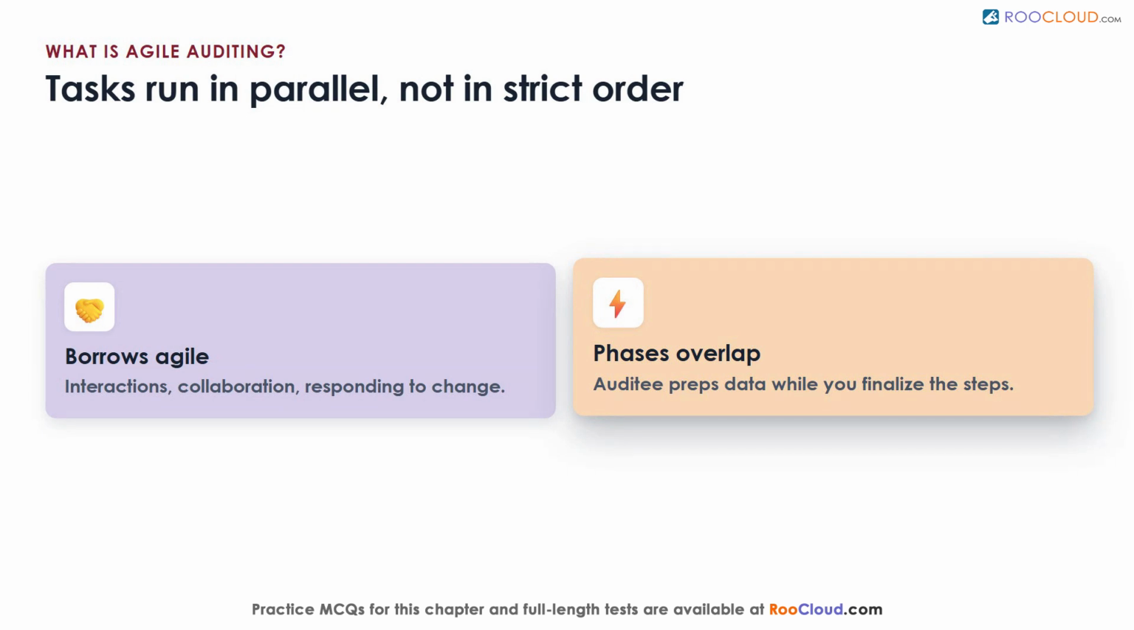How does that help in practice? Tasks run in parallel instead of in strict order. The auditee can prepare data while you finalize steps. You can analyze early data while meetings are still being scheduled. That removes major bottlenecks.